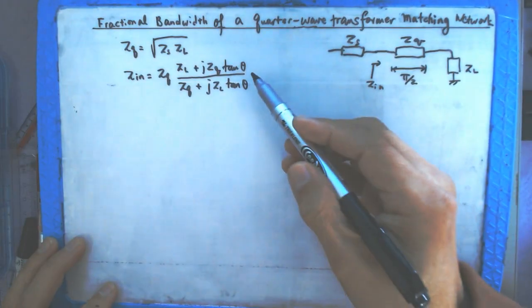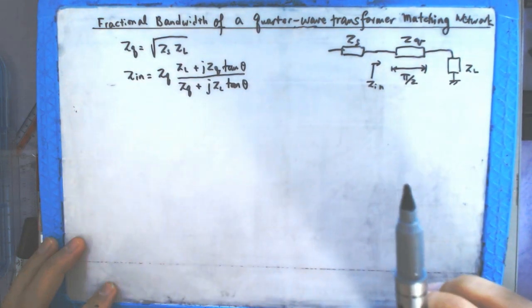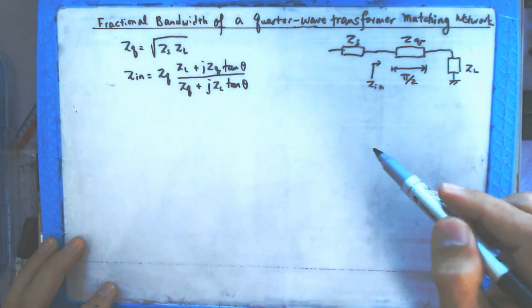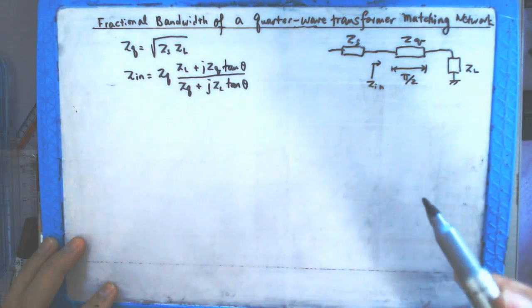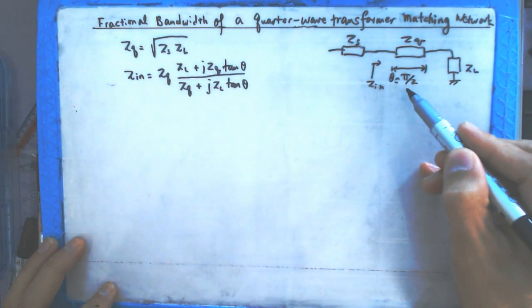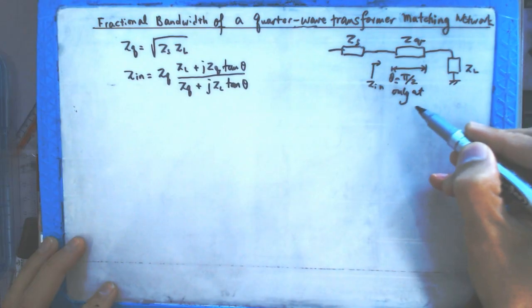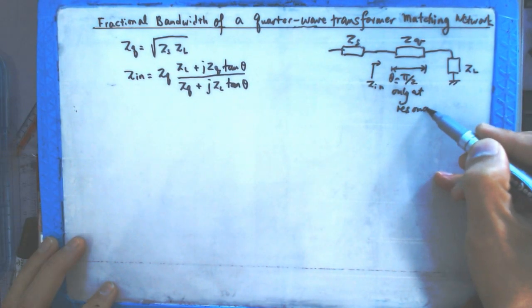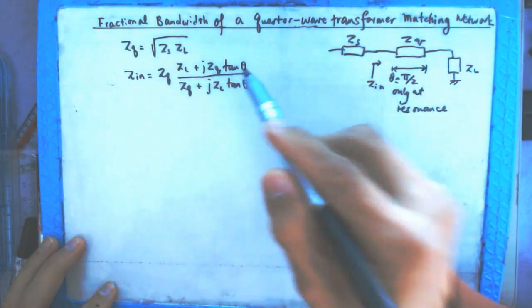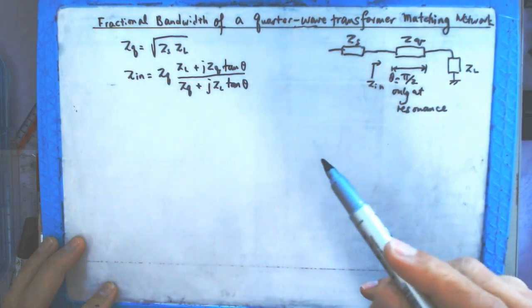Now remember, theta here is pi over 2 only at one frequency. At other frequencies, theta is not necessarily equal to pi over 2. I will emphasize here, theta is equal to pi over 2 only at resonance. So in this case, we should not just straightforwardly substitute theta with pi over 2. If you do that, then it's not going to be correct.